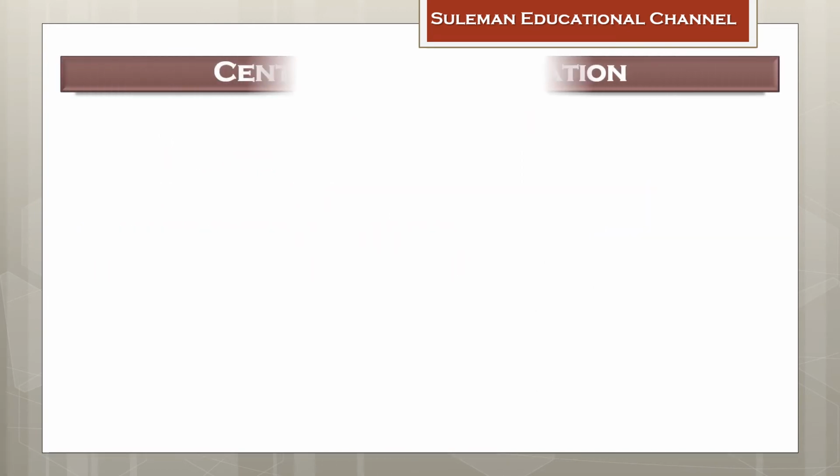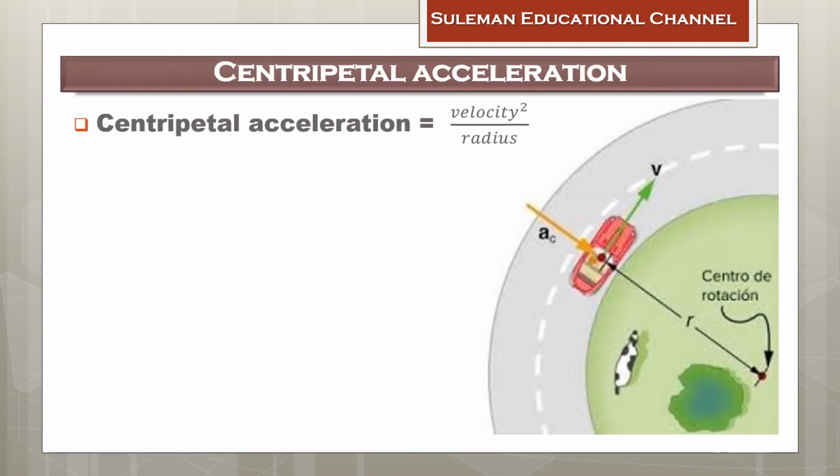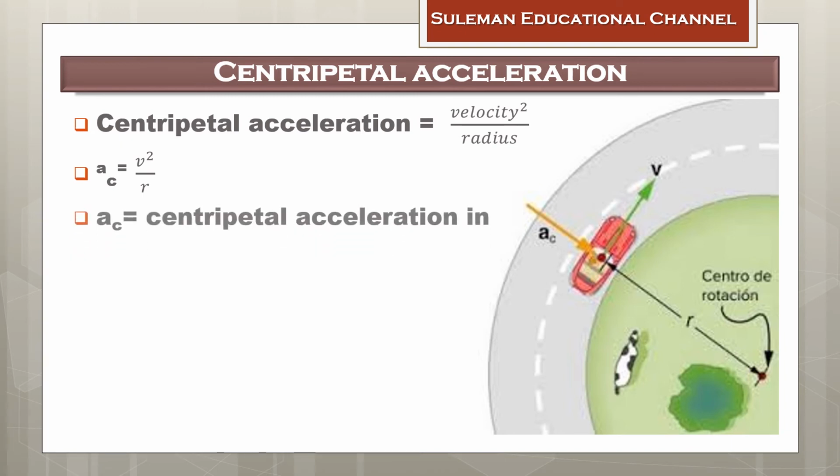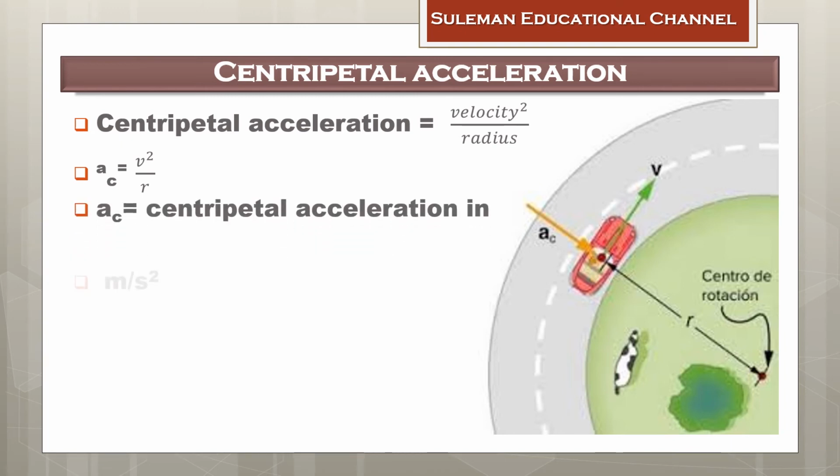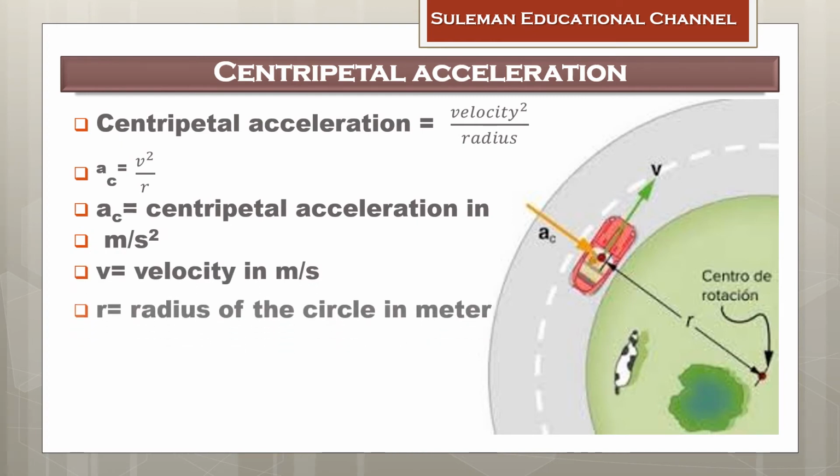Now we'll talk about the formula for centripetal acceleration. The formula for centripetal acceleration is equal to velocity square divided by radius. The formula can be written as ac is equal to v square divided by r, where ac is the centripetal acceleration in meter per second square, v is the velocity in meter per second, and r is the radius of the circle in meter.